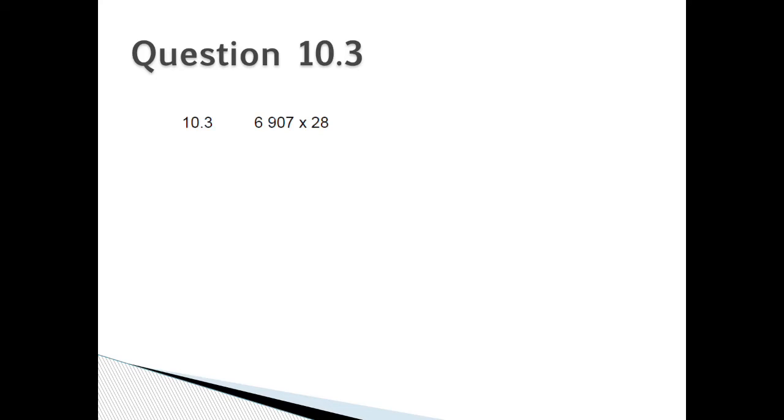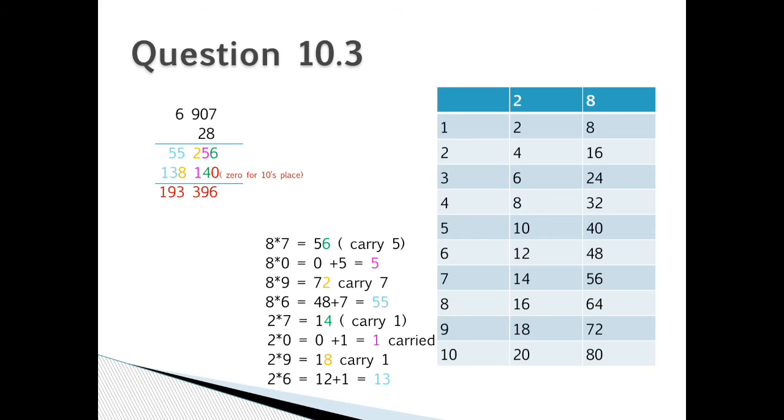6,907 times 28. It is really important to know your times tables. So your 2 times table is 2, 4, 6, 8, 10, 12, 14, 16, 18, 20. And your 8 times table is 8, 16, 24, 32, 40, 48, 56, 64, 72, and 80. Write it down if you don't know them. So, in our sum, 8 times 7 is 56. You write down the 6 and carry the 5.